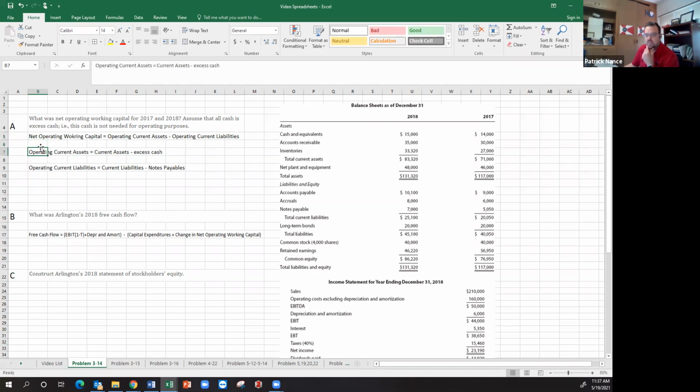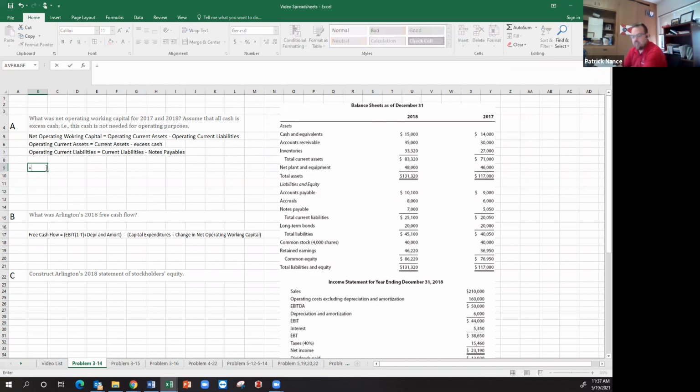Now to define those two, our operating current assets is going to be my current assets minus excess cash, and my operating current liabilities is going to be my current liabilities minus my notes payable. So I can simply start a formula here. I'm just going to have to type numbers in because this is unfortunately a picture over here, not the actual numbers on my spreadsheet. So first thing I need to find is my current assets.